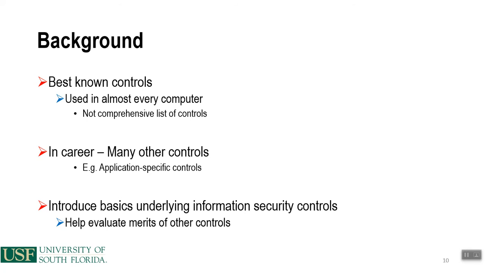And the goal is to introduce the basics of underlying information security controls so you can evaluate the merits of other controls. So you want to be able to identify what are the different types of information security controls that you have at your disposal and see how they fit within your organization, see how they are relevant to your business processes, and how they can be employed in an effective and efficient manner. And moreover, not just employing a single control, but employing multiple controls stacked on top of each other and so on.